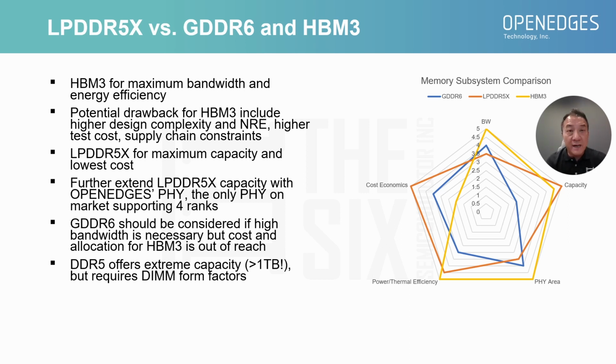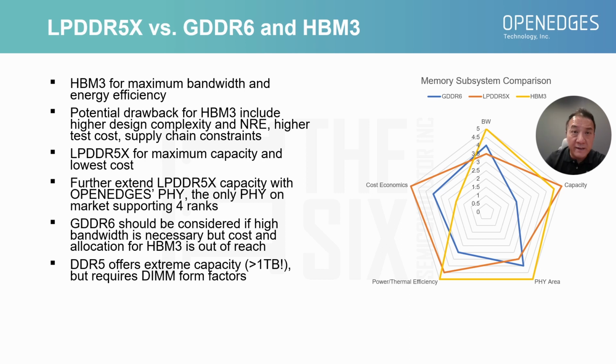Now, with LPDDR5X, it is the next best choice for maximum capacity and lowest cost. And you can extend your overall system memory capacity by utilizing OpenEdges PHY, which supports up to 4 ranks. GDDR6 is a very high bandwidth memory that is more cost friendly to deploy than HBM3, but only comes in lower capacity devices, and has the highest power envelope. But it does have its place in some class of high performance systems, such as GPU or some AI SoCs.